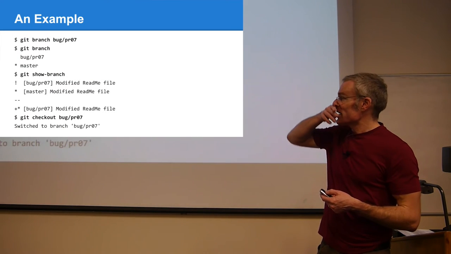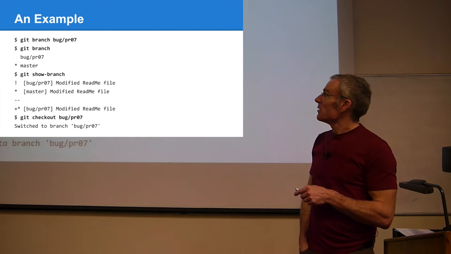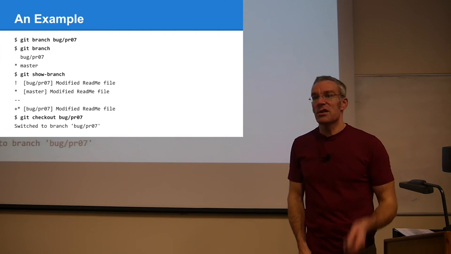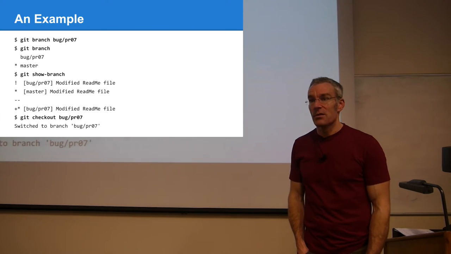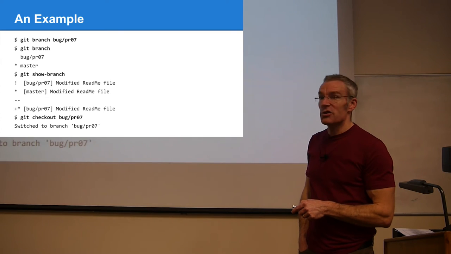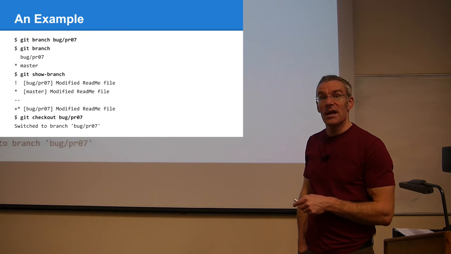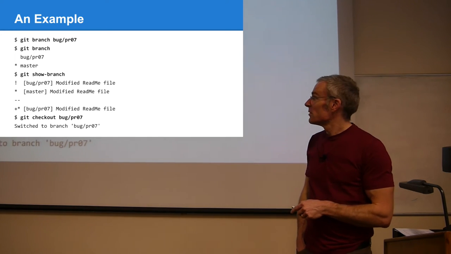So let's have a quick look at this. git branch bug-PR07. No response, it's just created a branch at that point. git branch, and you can see now I've got the master branch with the asterisk, that's where I currently am. That's my active branch. And there's my bug branch, which I've created. It's there, sitting there waiting to be used.